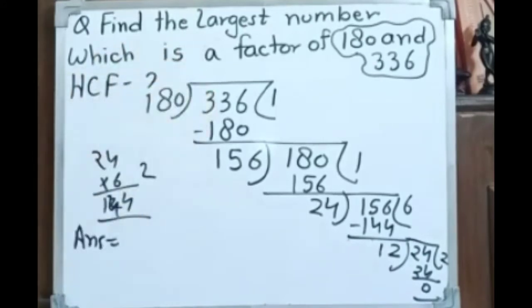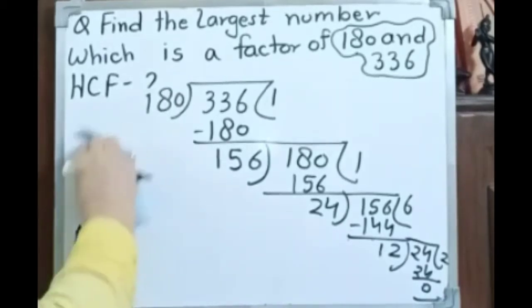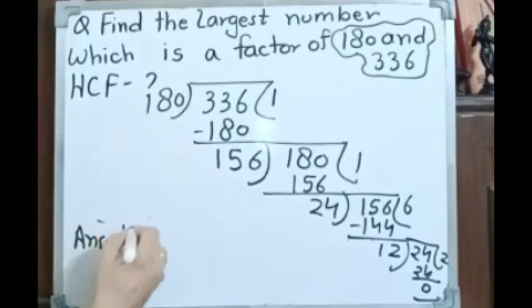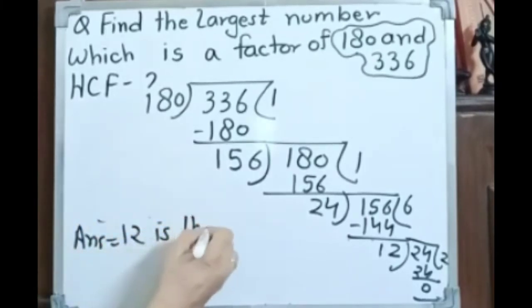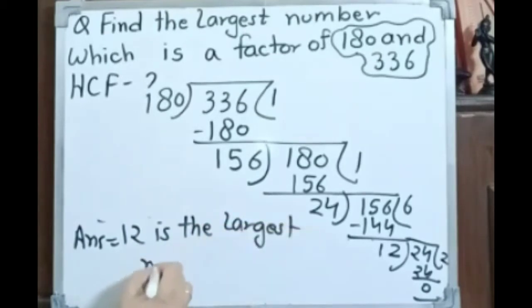Find the largest number which is a factor of 180 and 336. So 12 is the largest number. Always keep in mind, whenever we have largest number, it means HCF. 12 is the largest number, found by the division method to take out HCF.